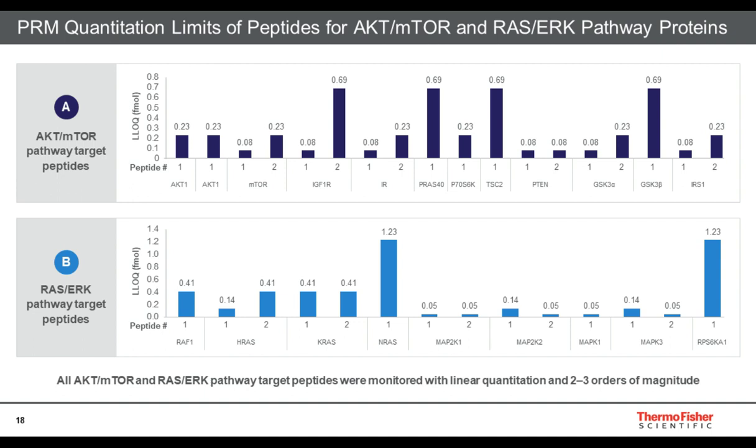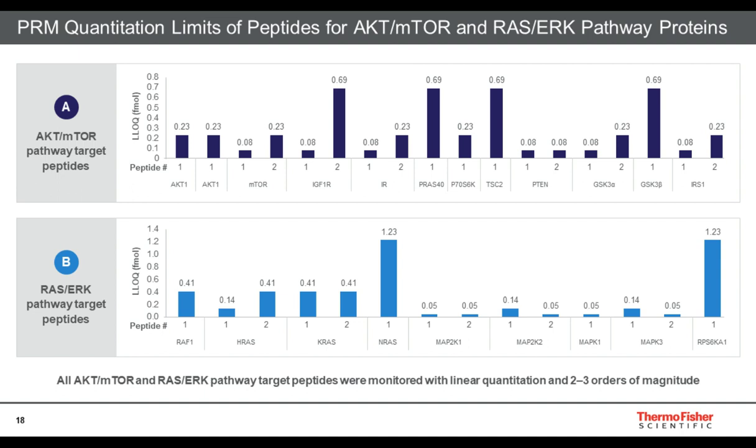And then we also developed this PRM quantitation for each one of these target peptides. So here on the top panel, multiple peptides for 12 AKT mTOR pathway proteins, and the bottom panel is the RAS pathway target peptides. We were able to monitor them with the linear quantitation R-square value of more than 0.996 and more than 3 orders of magnitude by doing the PRM mass spec targeted analysis.